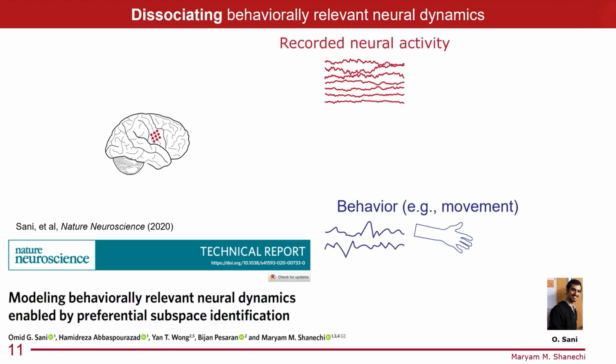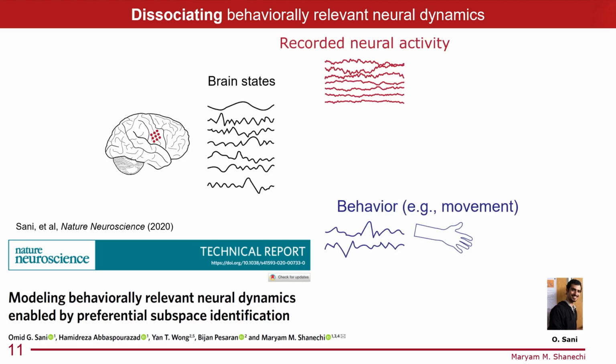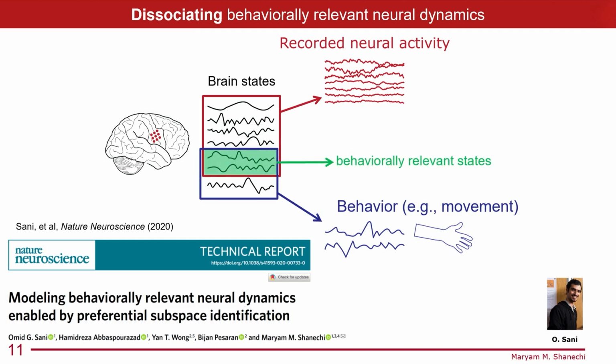So back in 2020, we developed this learning algorithm PSID that can do this. The motivation here is that these latent states that give rise to our neural data may not all be behaviorally relevant, and in particular, a minority of them may be related to the behavior of interest. So if we use an unsupervised learning algorithm, we may actually learn those red states that, while of course exist in neural data, are not directly behaviorally relevant.